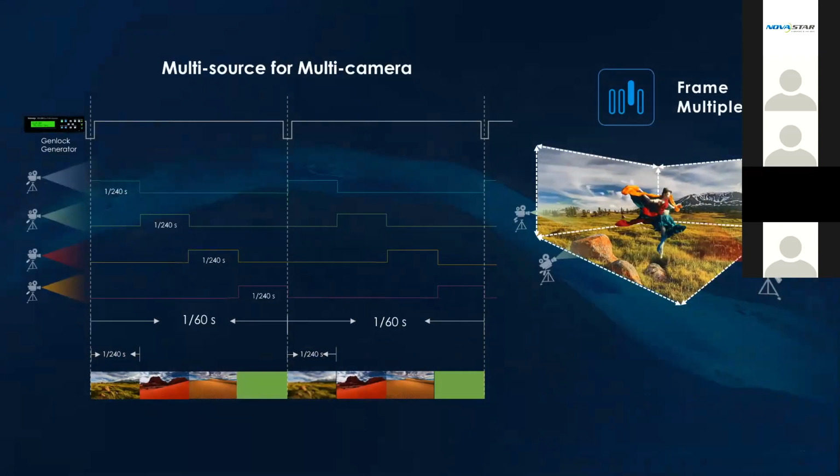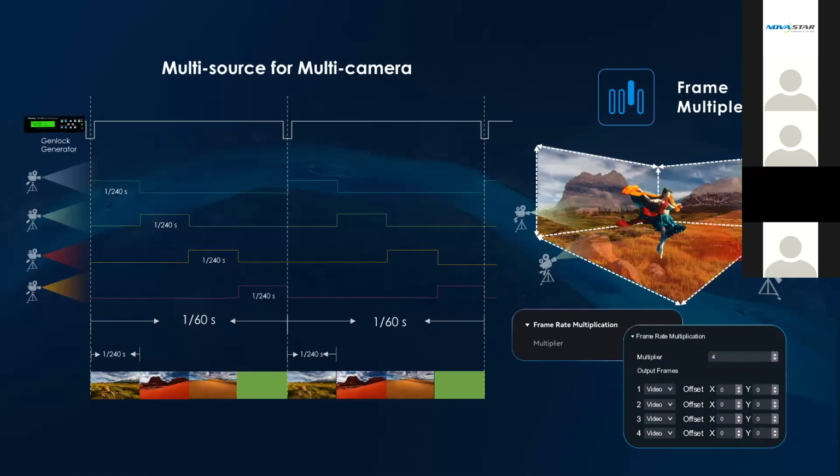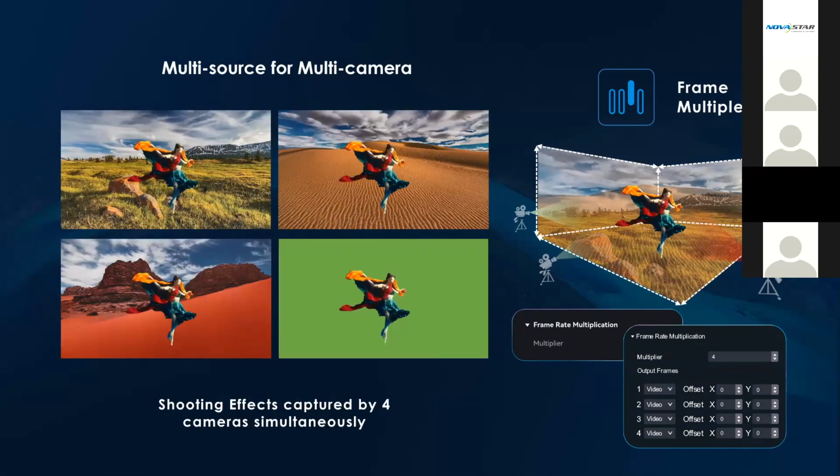In addition, we've also received many requests from our customers about saving time and cost, especially in XR projects. Therefore, we developed a new function, frame multiplexing, which allows users to reframe multiple video feeds in the same time field. Together with the camera's Genlock phase offset, you can shoot once and get multiple effects simultaneously, which improves work efficiency and greatly saves cost.